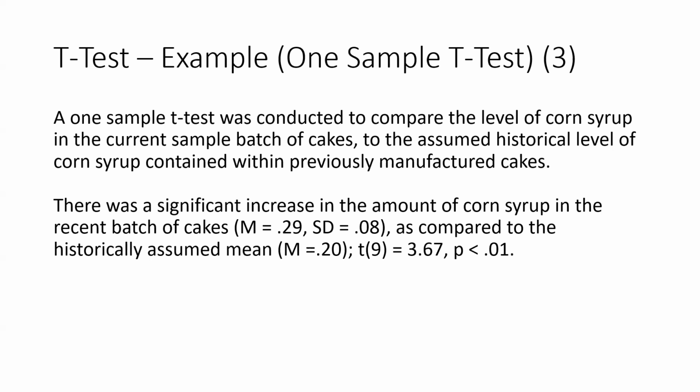And then our results would be: there was a significant increase in the amount of corn syrup in the recent batch of cakes. There we have the mean and the standard deviation at 2 decimal points, as compared to the historically assumed mean. There we have the mean value, the t-value. This is the degrees of freedom here. This is the t-value at 2 decimal points, and the p-value. In this case, our p is less than 0.01. So if you end up with a p-value which is less than 0.01, you just state it as such at 2 decimal places.